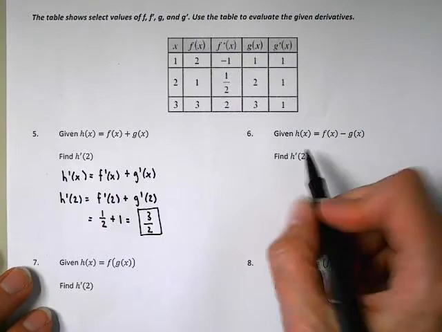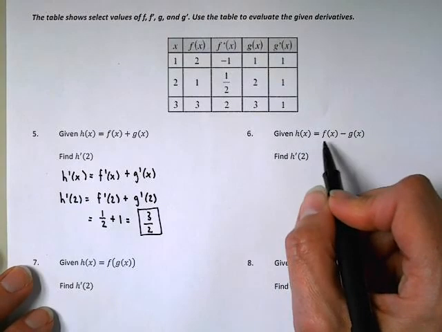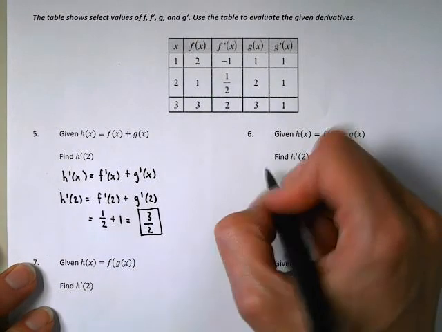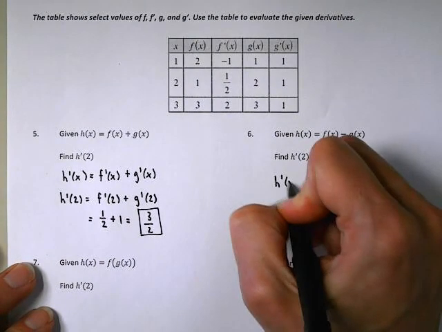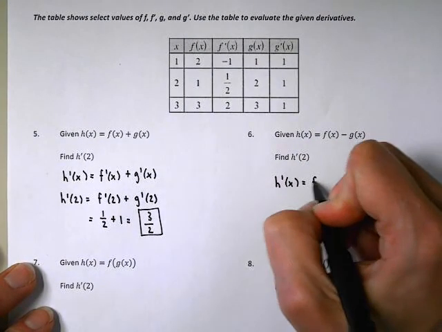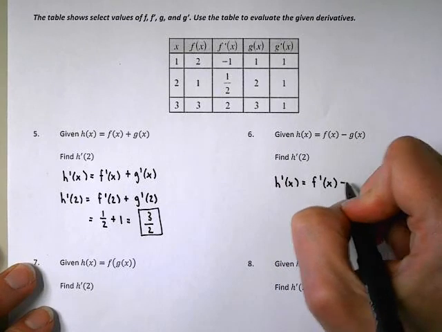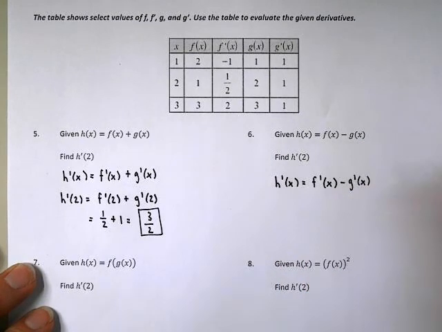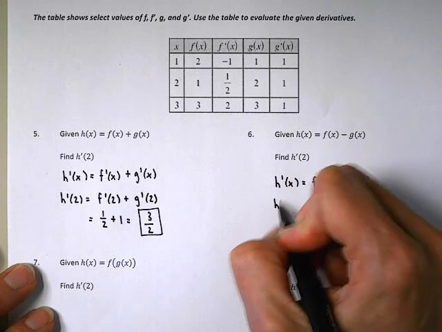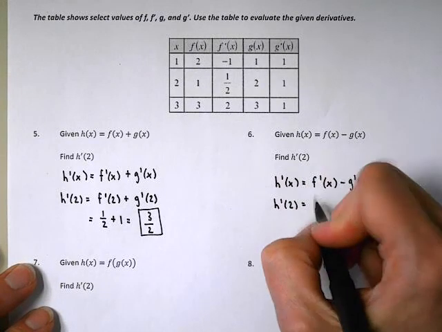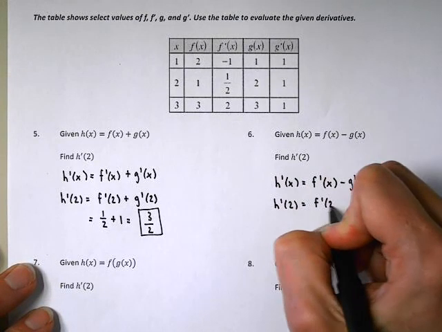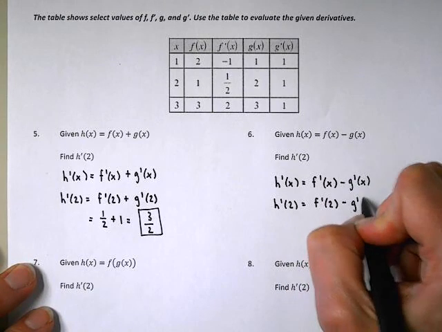For our next one, we have h of x equals the difference of f of x and g of x. So my derivative, h prime of x, is just going to be f prime of x minus g prime of x. So now we'll substitute 2 to have h prime of 2 equals f prime of 2 minus g prime of 2.